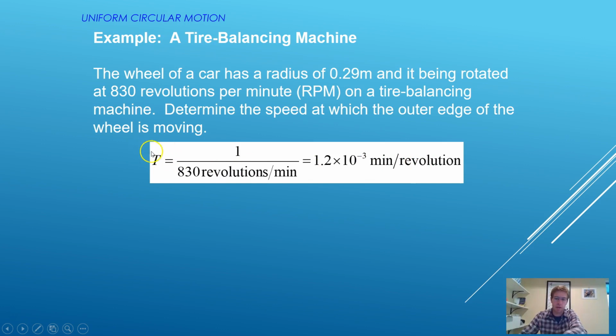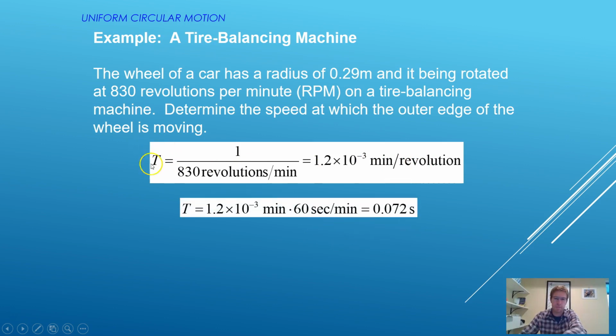Though since I want SI units, I'm going to have to convert that from minutes to seconds. And so I multiply by 60 to get my seconds. So the period is 0.072 seconds. Again, what does that mean? Realistically, make sure we understand that's the amount of time it takes to complete one cycle. So my tire is spinning so fast that it only takes 0.072 seconds to complete one revolution.